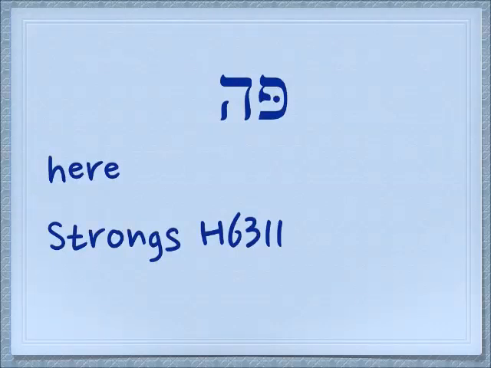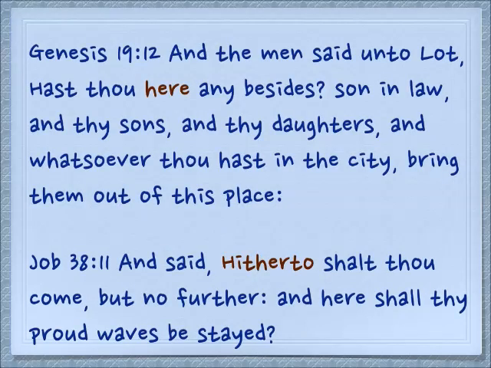So together, these two letters spell two different words. Now, we're not learning vowels, so you can just remember this. The first pronunciation has an O sound, po. Po means here, like in this place.